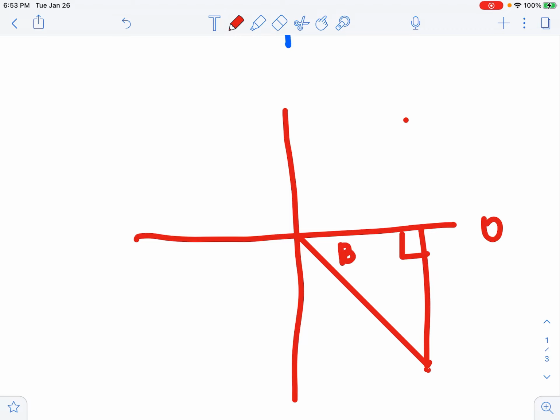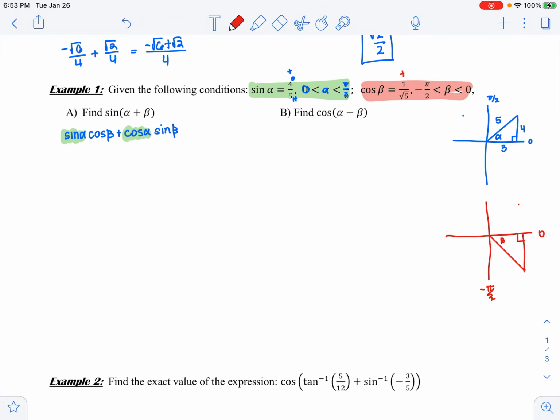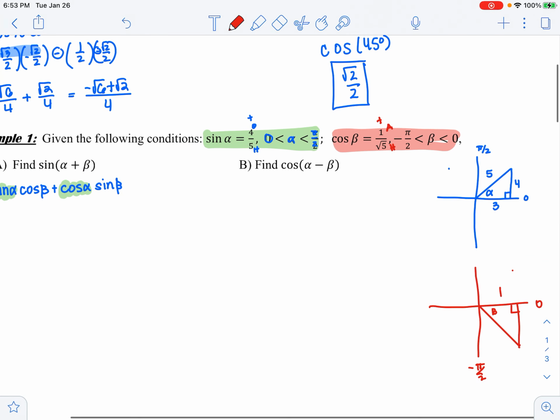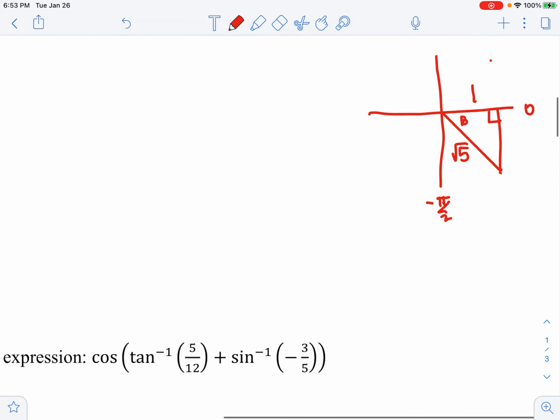Beta is created by your positive x-axis and its terminal side. I was given cosine, so that's adjacent over hypotenuse. The adjacent side is 1. The hypotenuse is root 5. And I do need to use the Pythagorean theorem to get my third side, because that's not a triple.